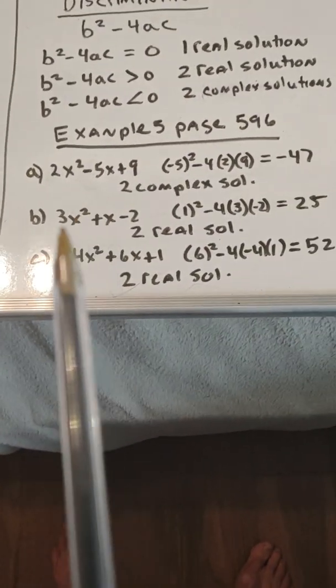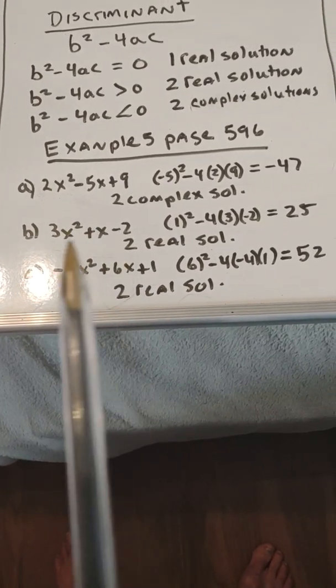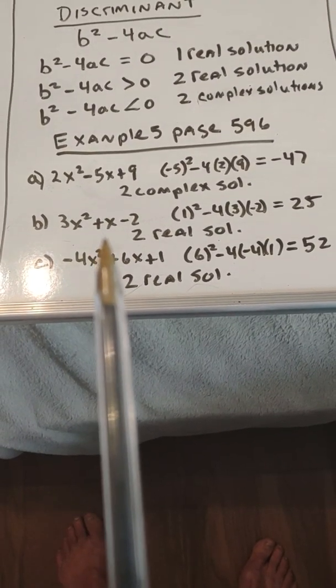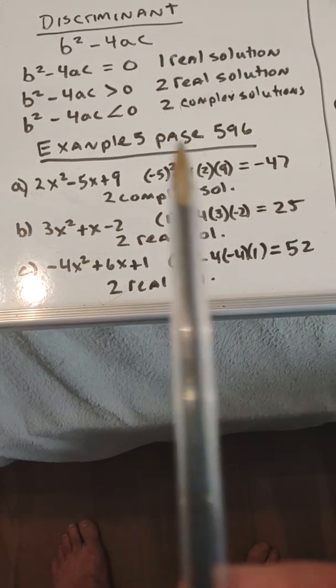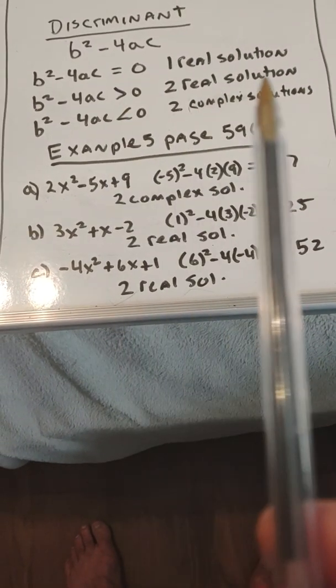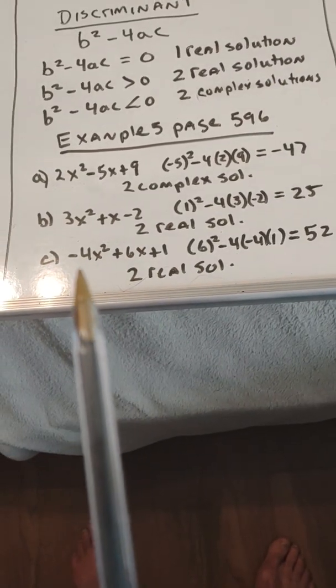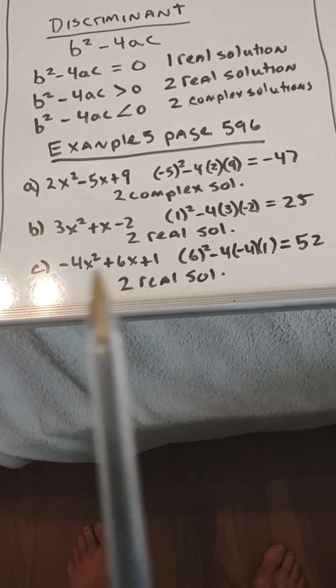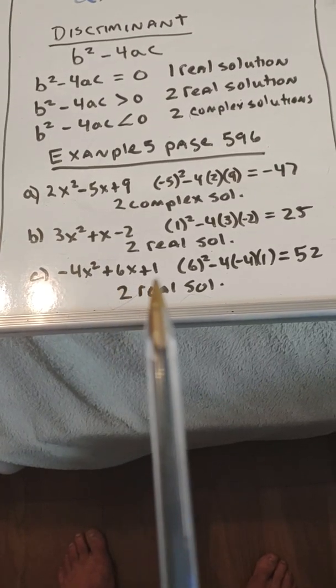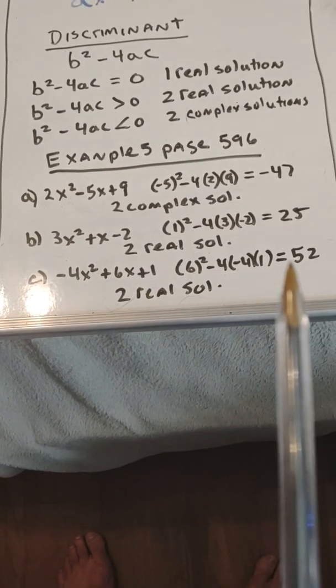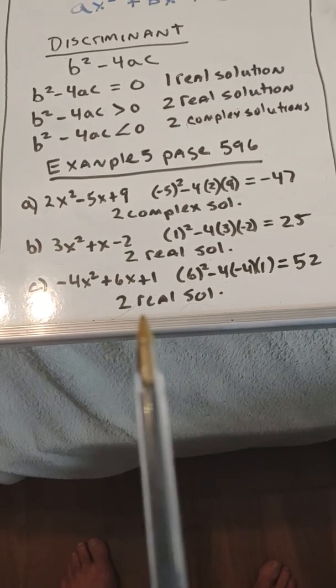Here's letter b, 3x squared plus x minus 2. Here's our a, 1 is our b, negative 2 is our c. Plug it in, we get 25, which is a positive. If it's greater than 0, it's two real solutions. Here's negative 4x squared plus 6x plus 1, which is letter c. Plug negative 4 in for a, 6 for b, 1 for c. We get 52, which is two real solutions.